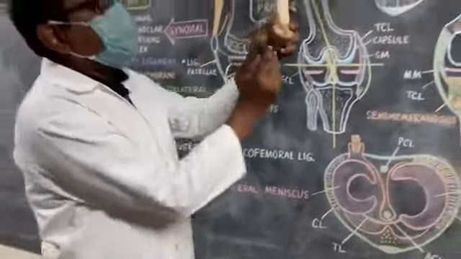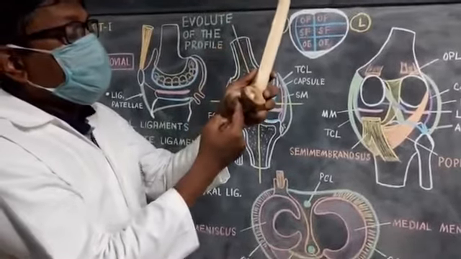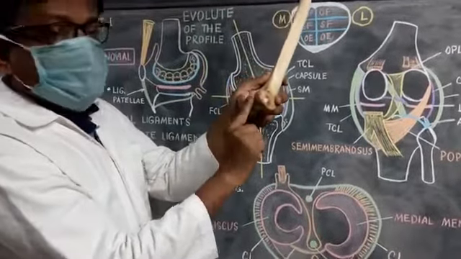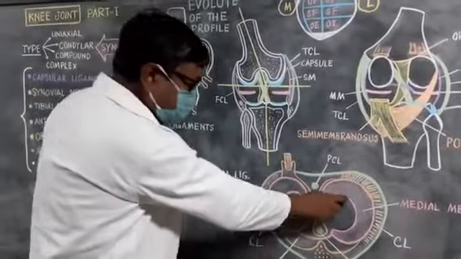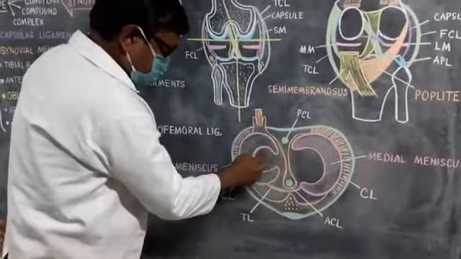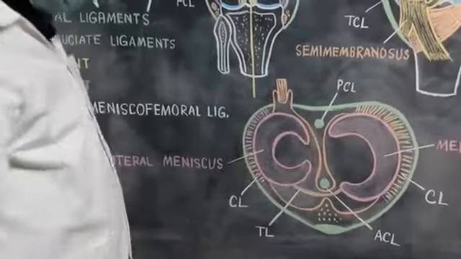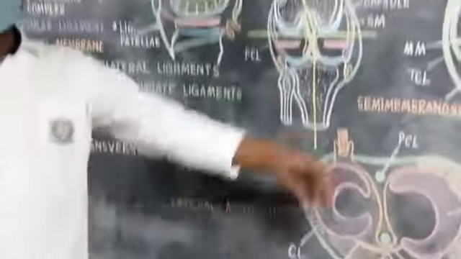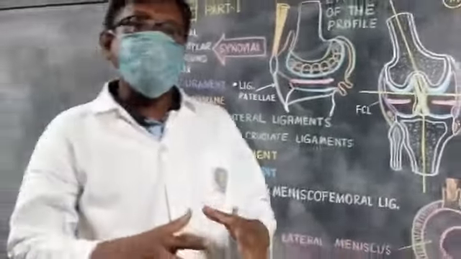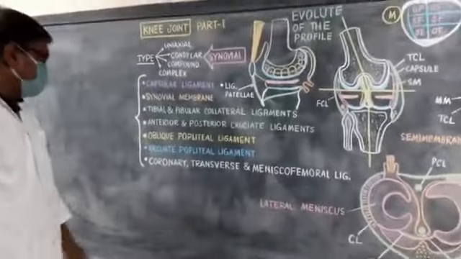whereas the posterior cruciate ligament is attached to the anterior inferior part of the medial wall of the femoral intercondylar fossa, and below is attached to the posterior part of the intercondylar area of the tibia. And this posterior cruciate ligament is stretched during flexion and prevents backward displacement of the tibia.